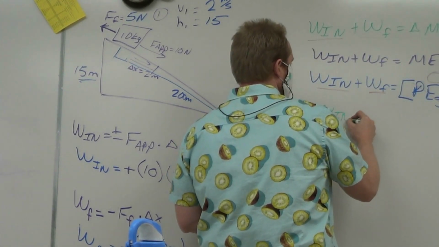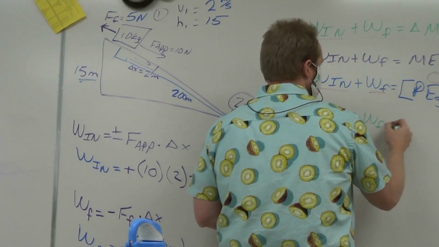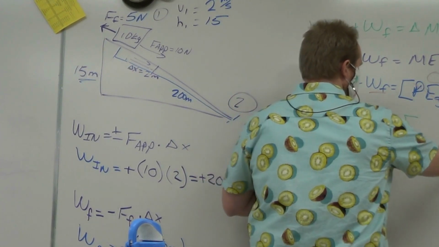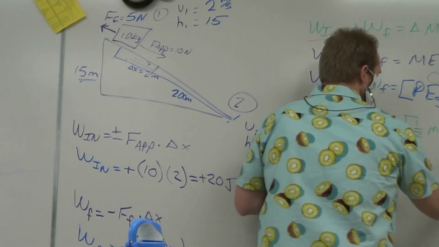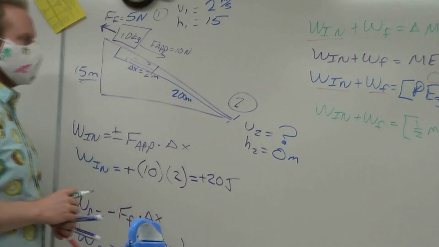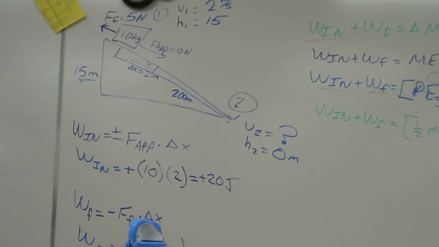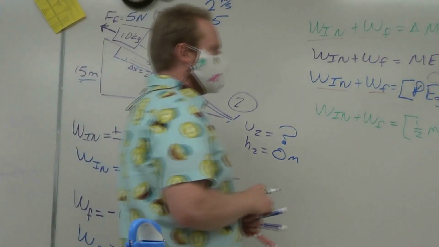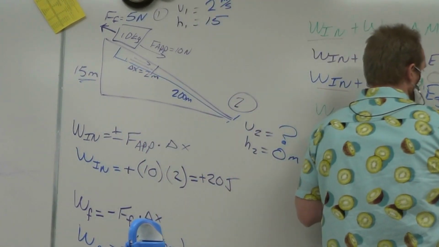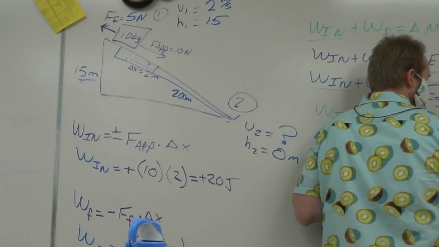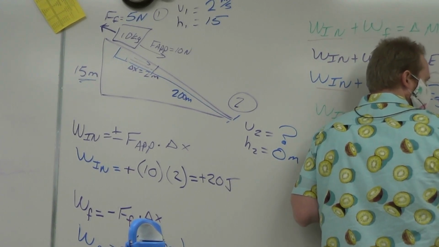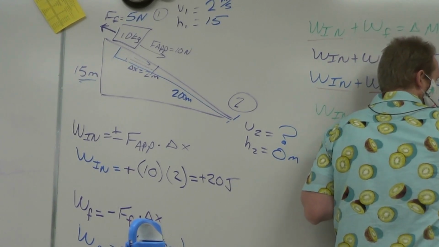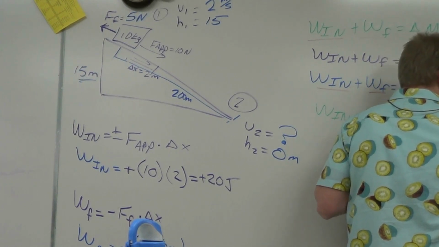Before I start plugging in numbers, I like to break down my energies. So the only thing left for ME2 is KE2, and that's 1/2 MV2 squared. That's my KE2. And that's going to be minus my PEG1, which is M times G times H1, plus my KE1, which is 1/2 MV1 squared.